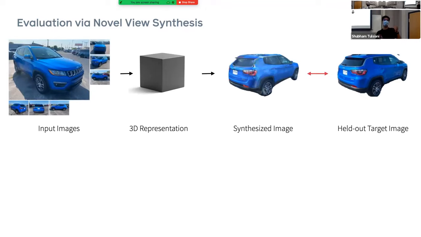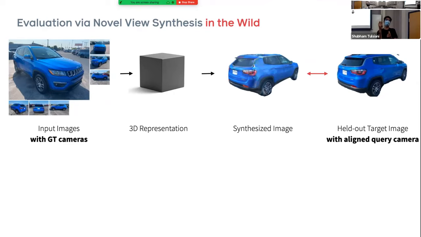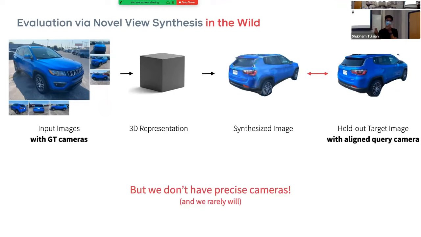Now, one implicit assumption that no one really talks about in this evaluation setup is that you're assuming very precise known cameras in this setting. So to evaluate by novel view synthesis, you almost always have precise ground truth cameras for your input images, and more importantly, a precise ground truth camera for your query image, because you're saying that this car should look like this when viewed from elevation 22 degrees and azimuth 36 degrees. But in the wild, we don't really have precise cameras to use this evaluation as is. And so that was the one challenge that we had to overcome to evaluate our reconstructions.